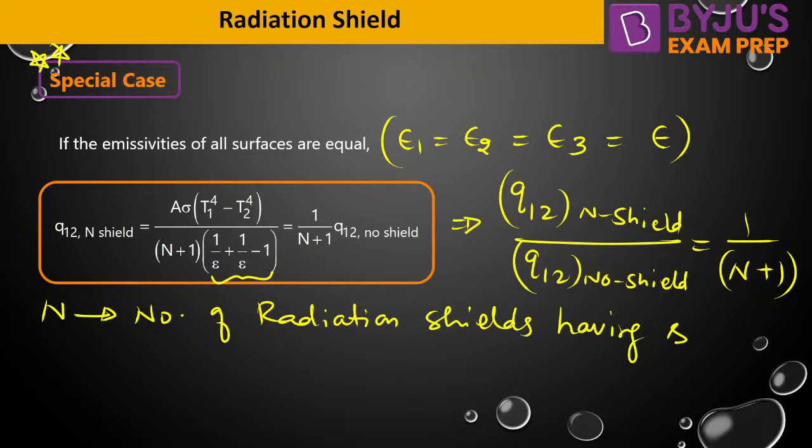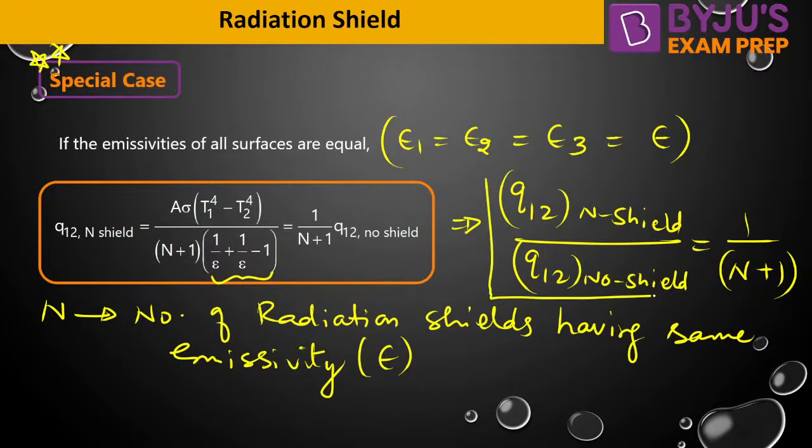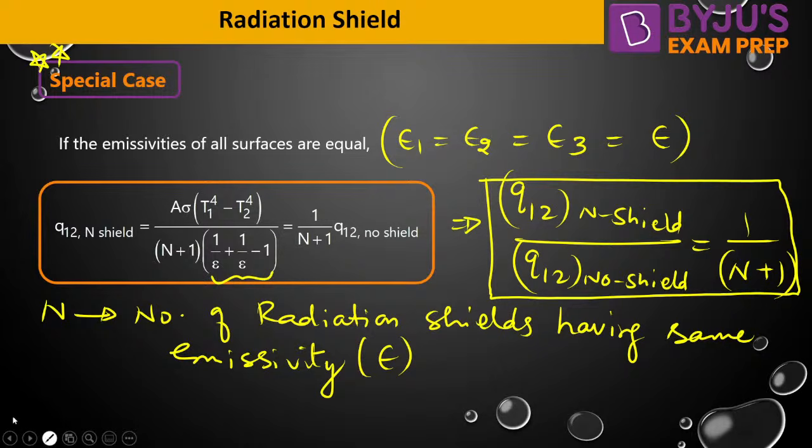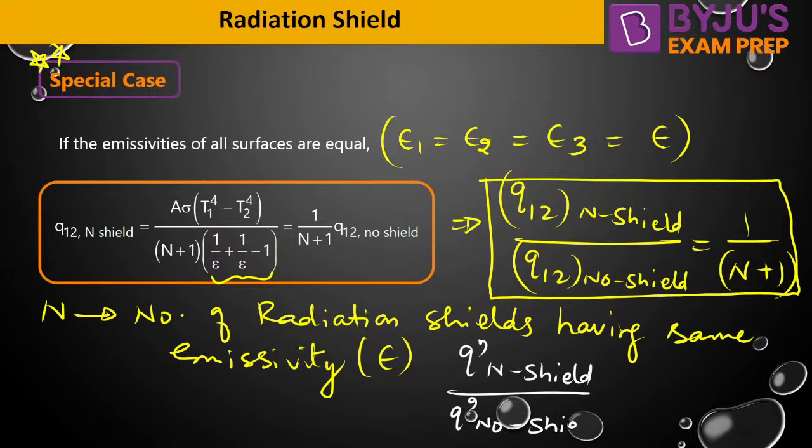having same emissivity epsilon. Or we can also write in terms of flux, divided by area: Q dash with n shields divided by Q dash with no shield is equal to 1 upon n plus 1. Is this clear to everyone?